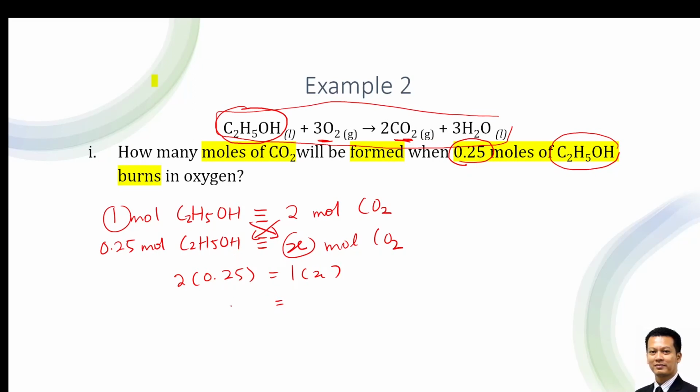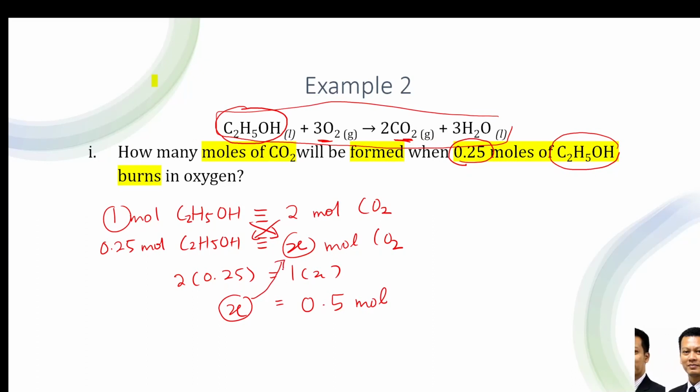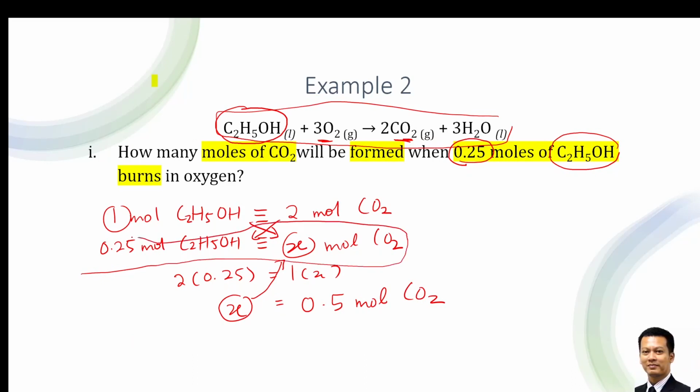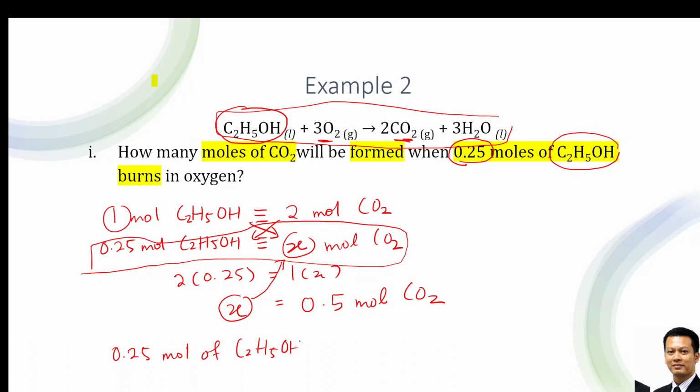So 2 times 0.25 is equal to 0.5 mole. And this mole refers to CO2. So if we write down again, 0.25 mole of C2H5OH will produce 0.5 mole of CO2. Okay, so this one is very easy, right?